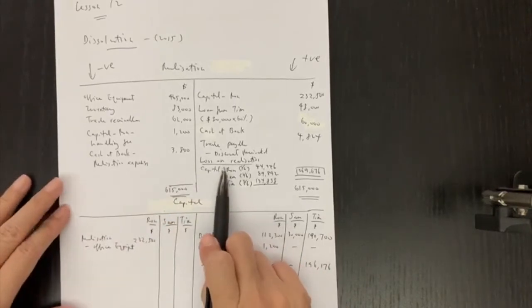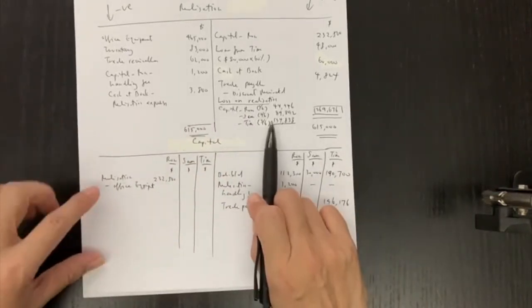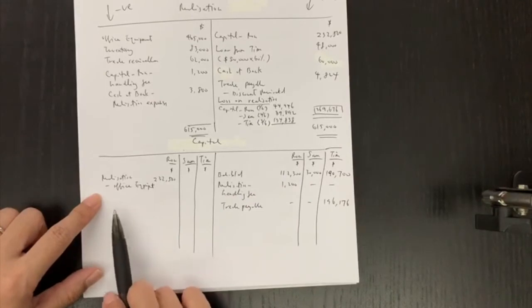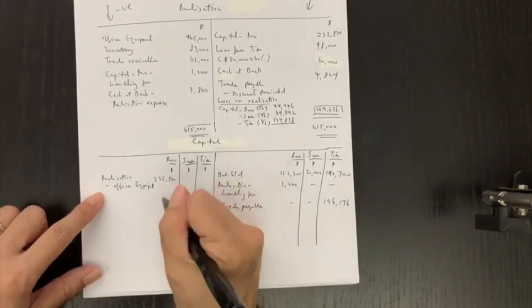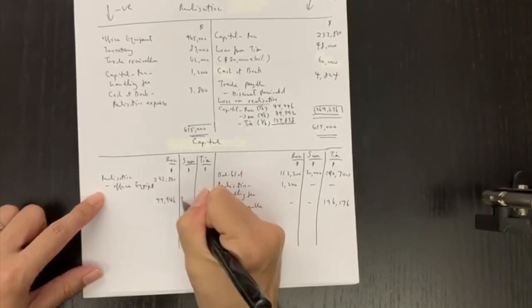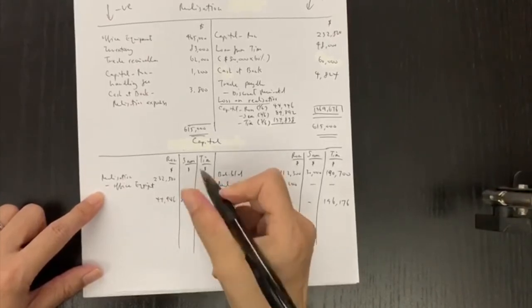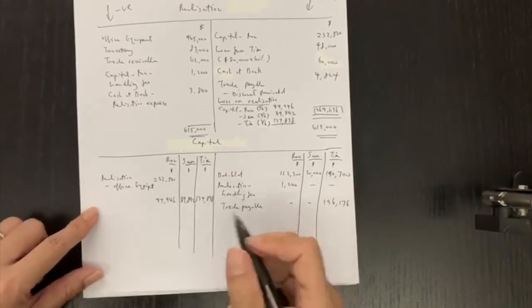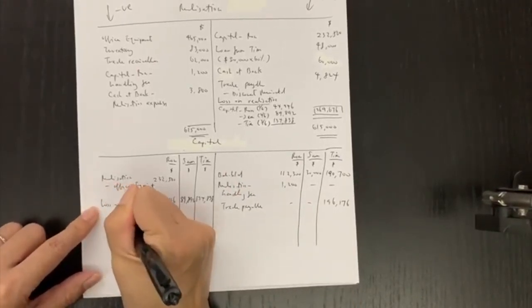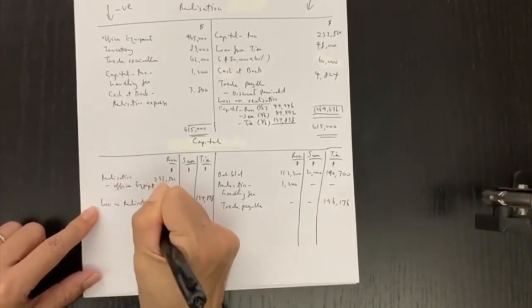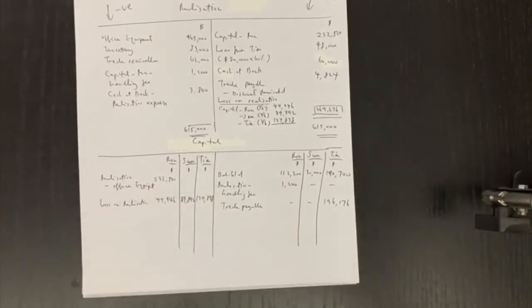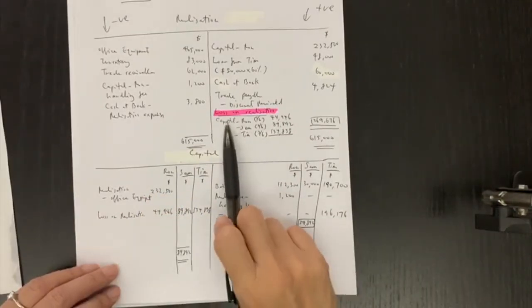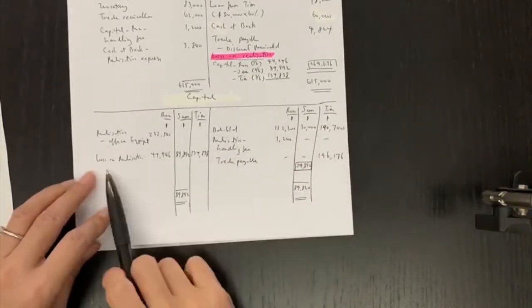So this loss on realization is bad news to partners. So I'm going to debit partners' capital account. 44,946, and Sam has 89,892, and Tim has 134,838, and this is about loss on realization.